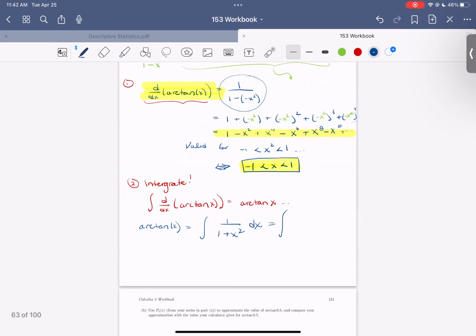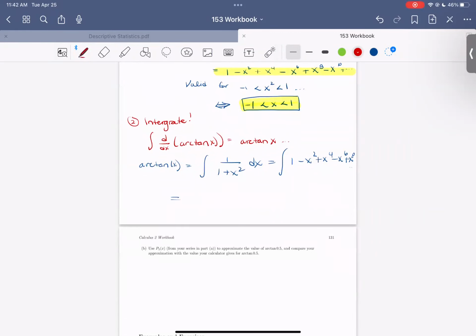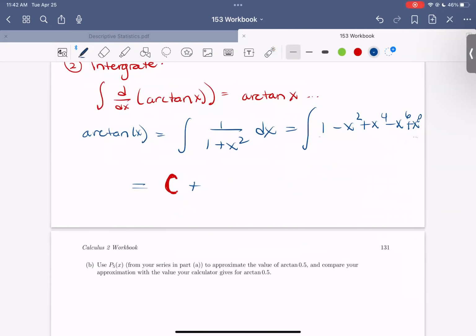All right, so that's equivalent to the integral then of this series. So that looks like the integral of 1 minus x squared plus x to the 4th minus x to the 6th plus x to the 8th, etc. So we can go ahead and take that integral. So I'm going to start with my plus c here, just because I don't want to include it at the end of my infinite sum. So I'm just going to integrate each term here that I see. So the antiderivative of 1 is just x. Antiderivative of -x squared is going to be -x cubed over 3. Antiderivative of x to the 4th is x to the 5th over 5.